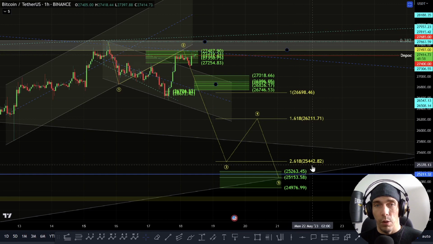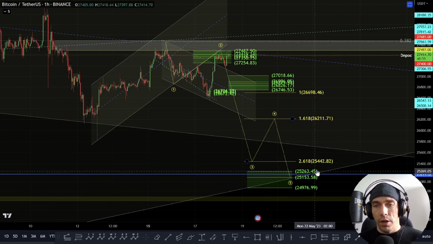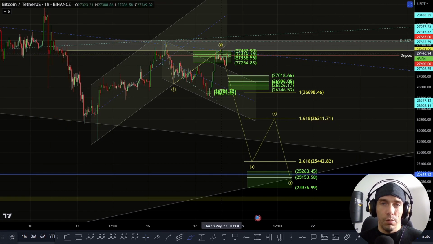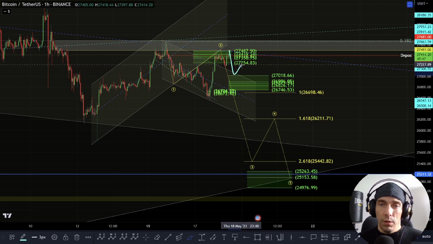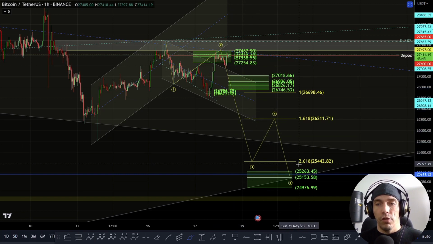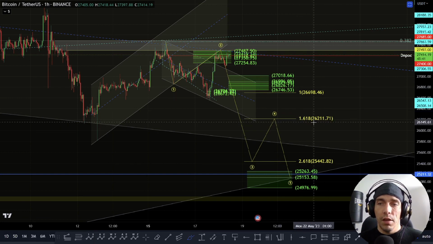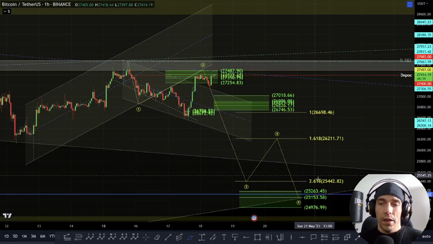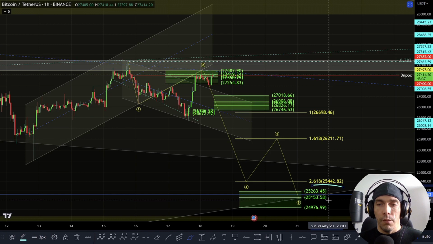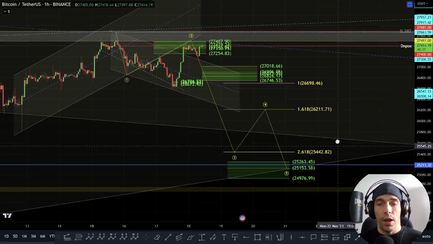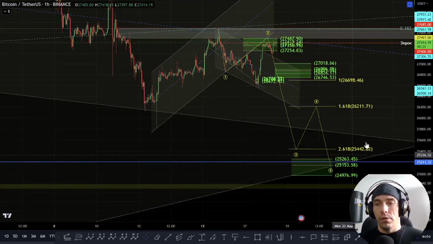and which can look to potentially even target out towards these zones here of this 2.618. Now, if we are looking to break down in this way, potentially what we could be setting up for is, once this move is completed to the upside and this flat is complete here, we could be looking for a bigger 5-wave structure. So 2 targets I'd be looking for, primarily this 1.618 and this 26211. Secondly, this 25442 as a 2.618. This could look to bring us down into this target zone here.